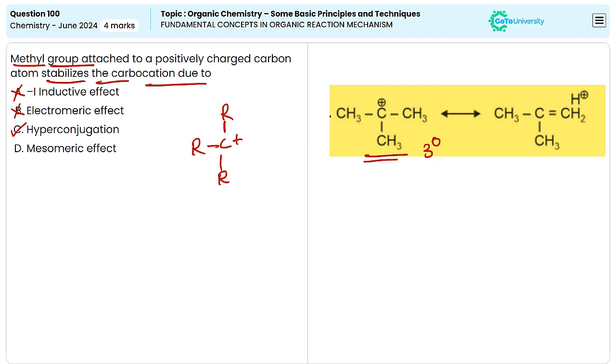And the last one is given as the mesomeric effect. This is not possible in this carbocation which contains the methyl group. So the correct answer is option C.